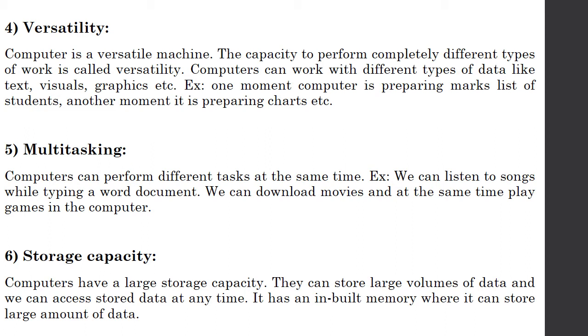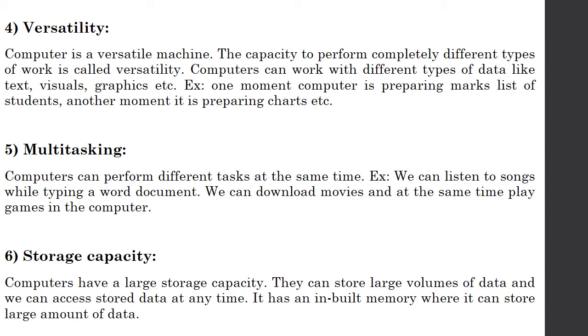Computers can work with different types of data like text, visuals, pictures, images, videos, audios, graphics, etc. One moment the computer will be preparing the marks list of students. Once that work has been completely done, it goes to the next work, preparing charts. So the computer always performs any work continuously. That is known as versatility.